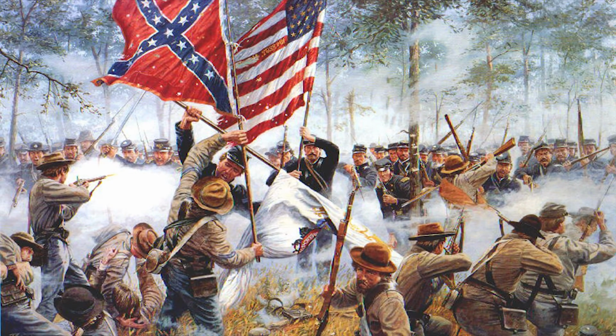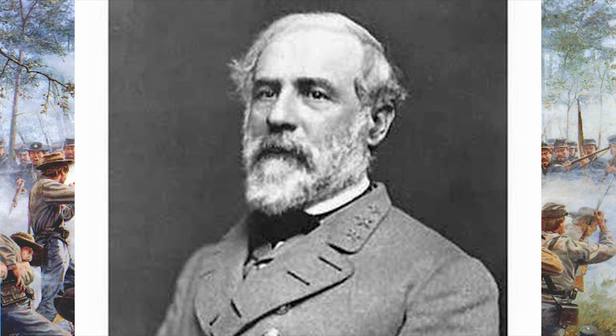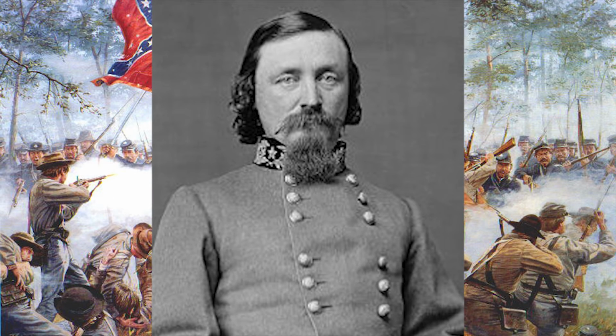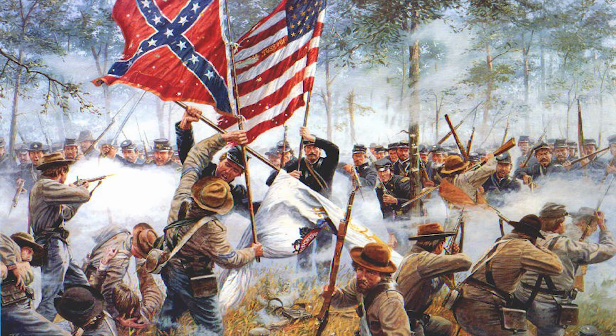July 3rd, 1863. On the third day of the Battle of Gettysburg, General Robert E. Lee orders General George Pickett to assault entrenched Union positions. In what would become known as Pickett's Charge, more than half of the 12,000 Confederate soldiers who participate in the charge are slaughtered as they walk slowly across a 3/4-mile field into a hail of gunfire.